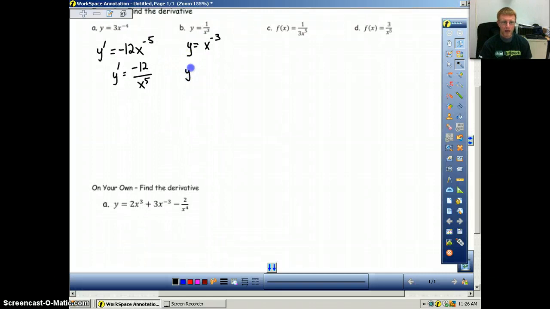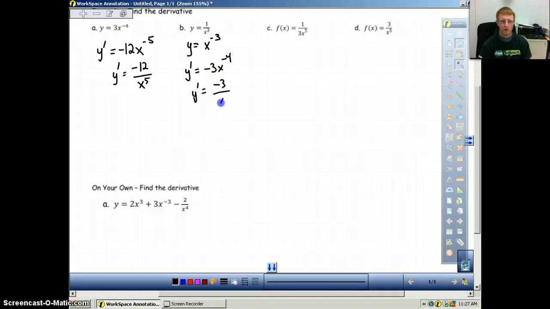So y prime will equal negative 3x to the negative 4, and then our derivative will be written as negative 3 over x to the 4th. So the rule of thumb is if it starts as a negative exponent, then your answer could technically be left as a negative exponent. But if it's not starting as a negative exponent, you need to make sure you simplify it to be this. Okay, next one.